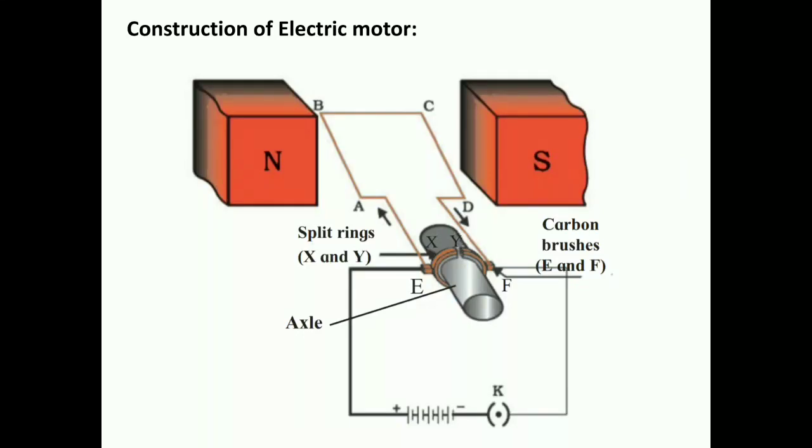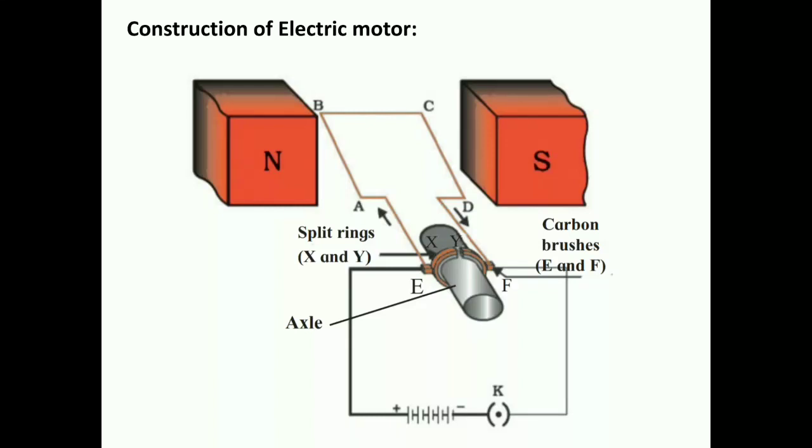Let's first see the construction of the electric motor. The electric motor consists of a rectangular loop of copper wire having a resistive coating. As shown in the figure, it is placed between the north pole and south pole of a magnet in such a way that its branches AB and CD are perpendicular to the direction of the magnetic field.